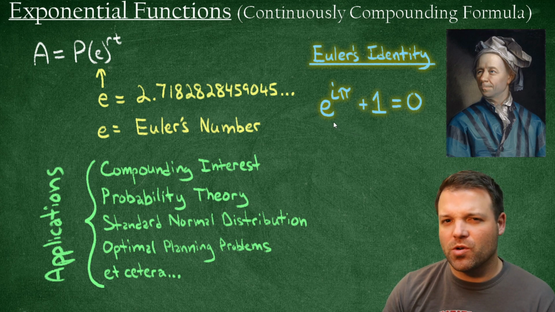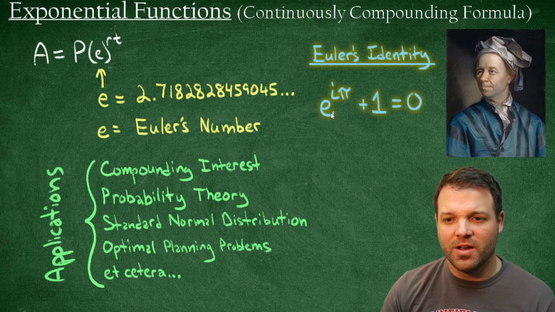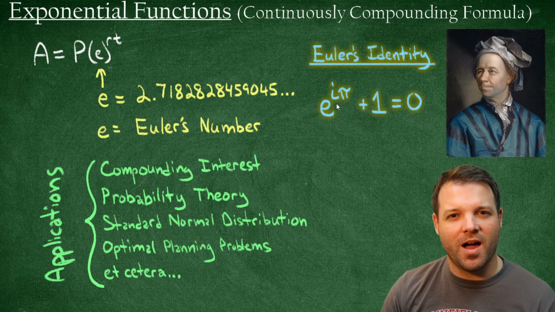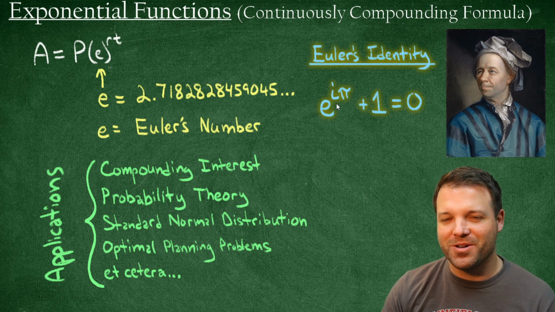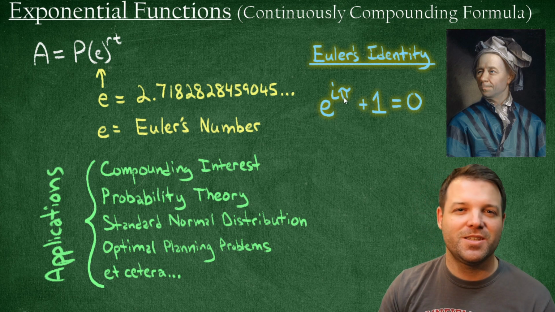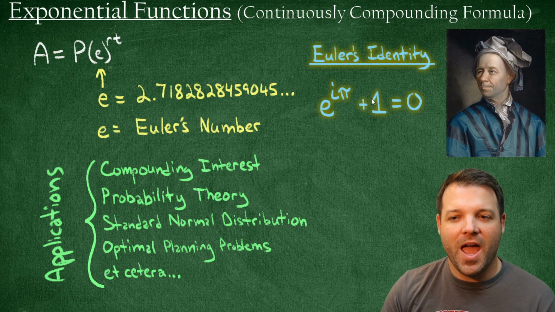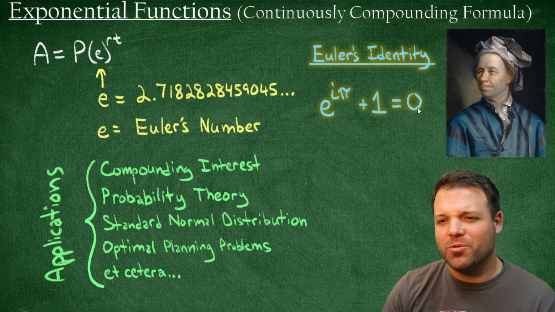And it's pretty incredible that you can take e, which is an irrational number with no pattern that goes on forever, and then take it to the power of i, which is an imaginary number, the square root of -1, times pi, which is a different irrational number that goes on forever with no pattern. Add 1 to it, and you end up with 0.